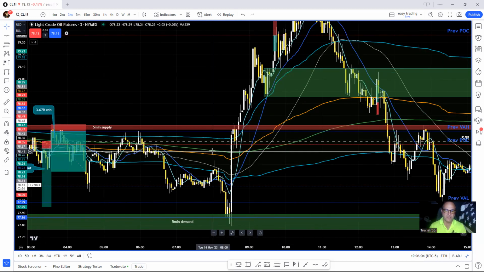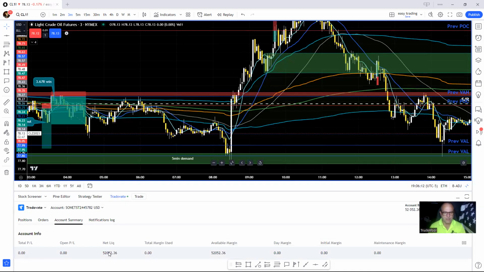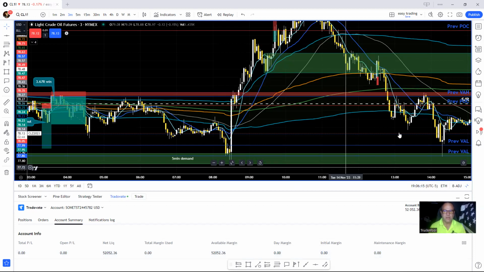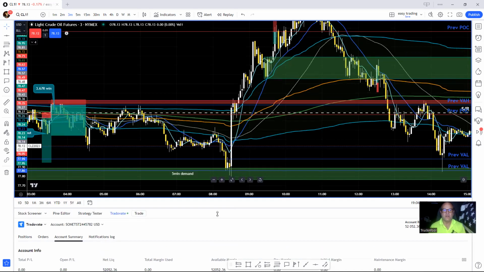So those were my trades for the day, ending up with $1,300, I think it's $1,330 profit. It's already closed out because it resets at the end of the day, and we're now in a new trading day. But the account is at $52,052, and we need $53,000 to get this account funded. So we're 2/3 of the way there. Hopefully tomorrow we can trade well and get into the profit target and get it funded.